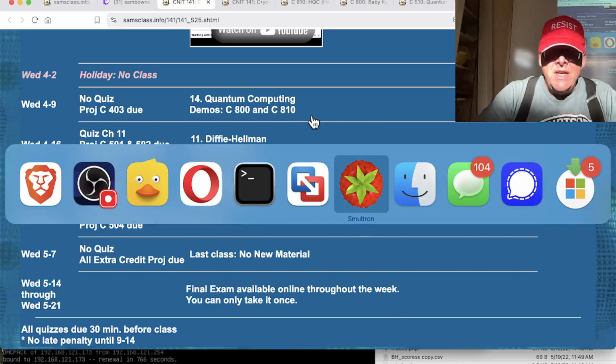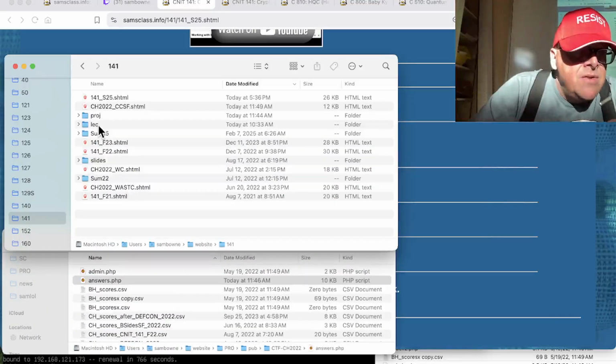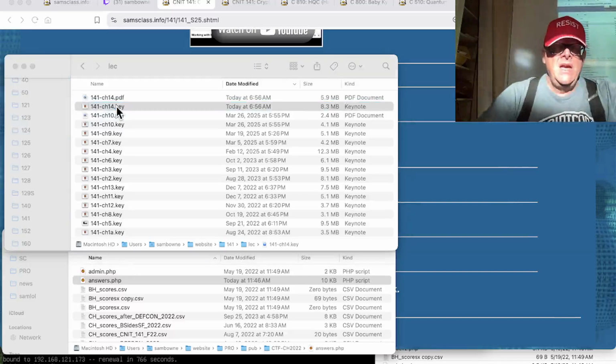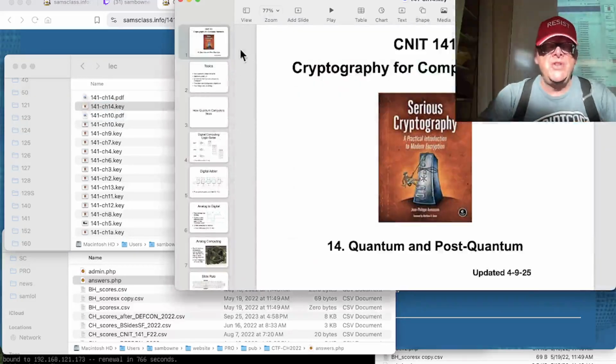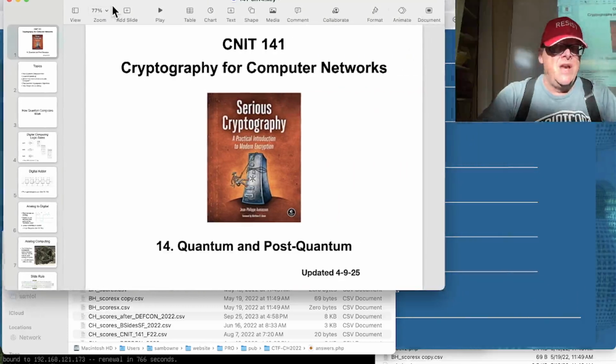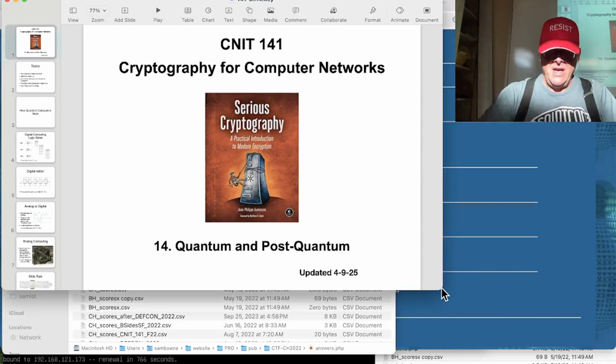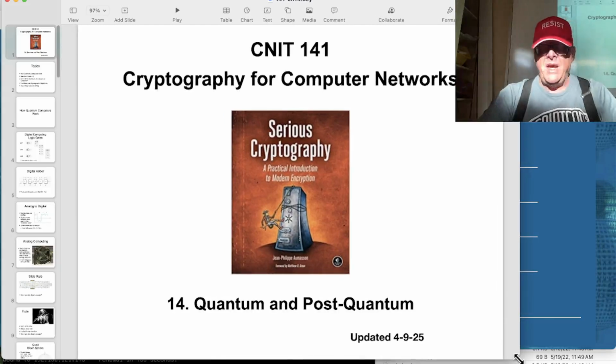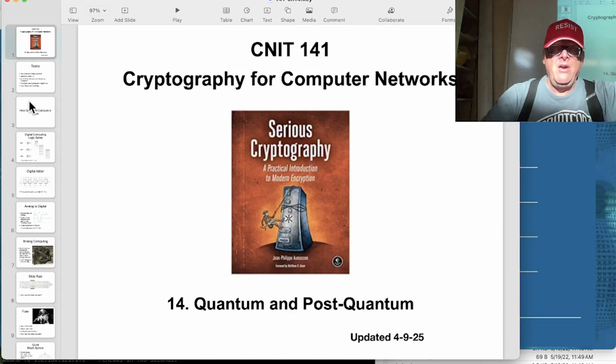Chapter 14 is here. And I turned on a quiz for this chapter, which is extra credit. You don't have to do it, but it's an option in Canvas if you feel like taking a quiz on this topic. And the projects are also extra credit, but it's probably important to learn this stuff, as this is where we're all going to have to move to.